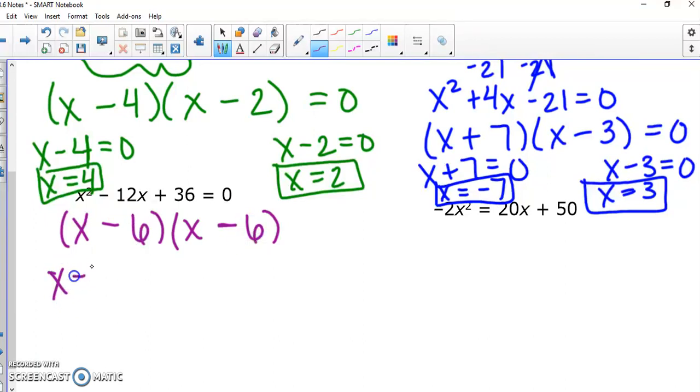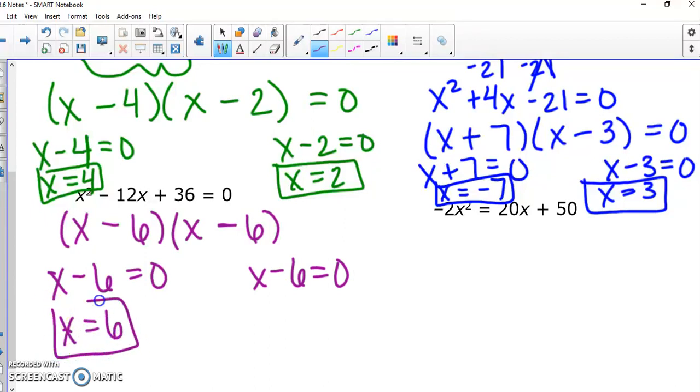So go ahead and set each of them equal to 0. And then if you'll notice, you're going to get x equals 6 over here, and then you're going to get the same thing over here.